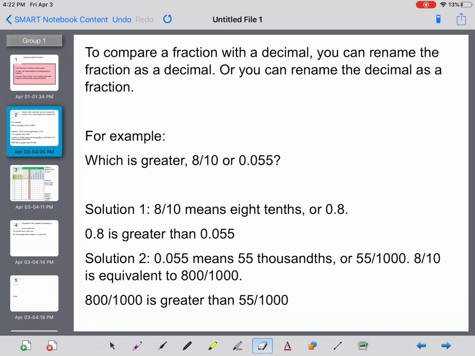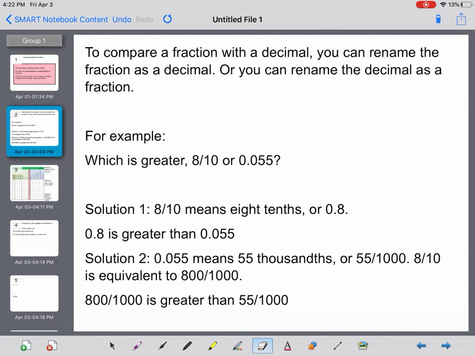Okay, so this little bit here I've taken directly from the worksheet that you'll have to do today. So this is on your worksheet. You don't have to copy this down or take a screenshot or anything. It says, to compare a fraction with a decimal, you can rename the fraction as a decimal, or you can rename the decimal as a fraction. So this is a lot like what we did last lesson.